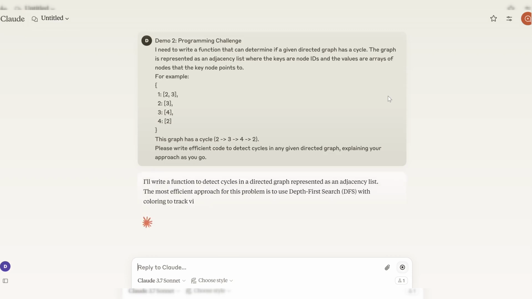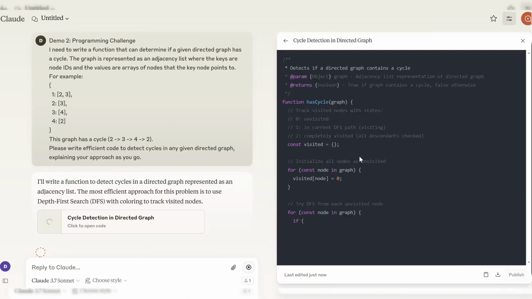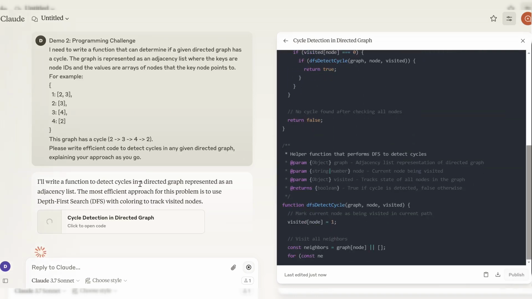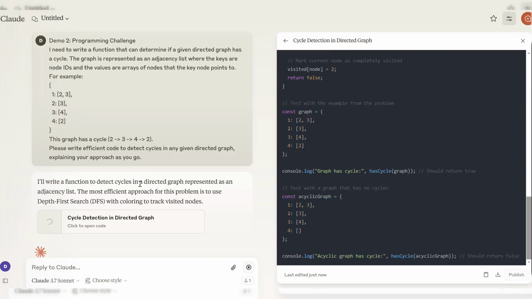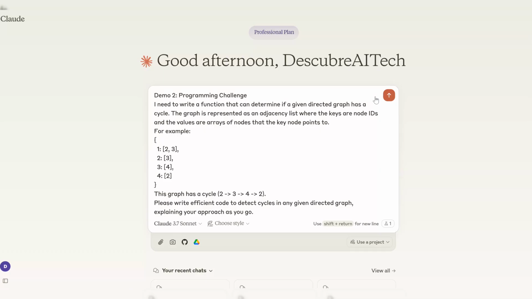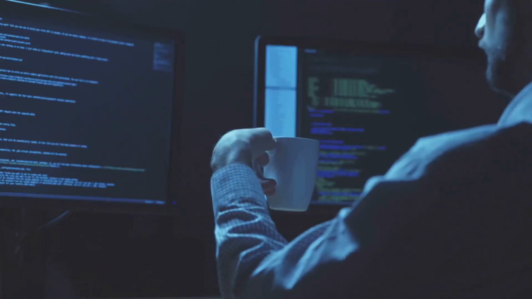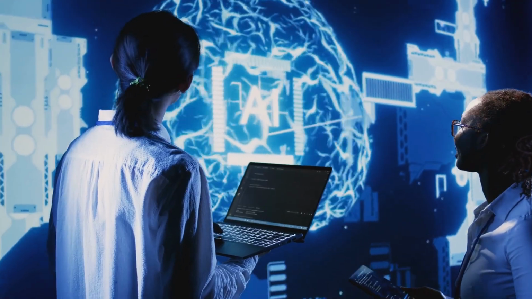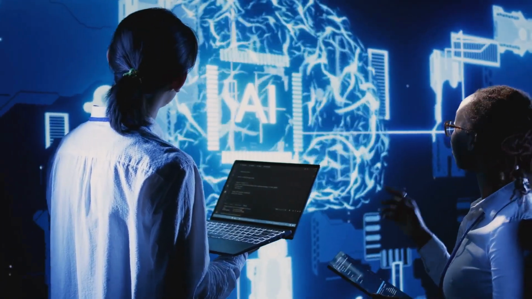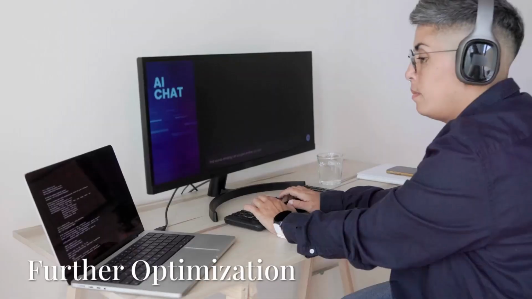It's immediately recognizing that this is a classic graph theory problem that requires depth-first search. But the impressive part is how it handles edge cases and explains the algorithm as it goes. This solution is textbook perfect. It identifies the right approach, implements it cleanly, and even explains the time and space complexity. But what blows me away is that Claude isn't just regurgitating code, it's genuinely understanding the computational problem.